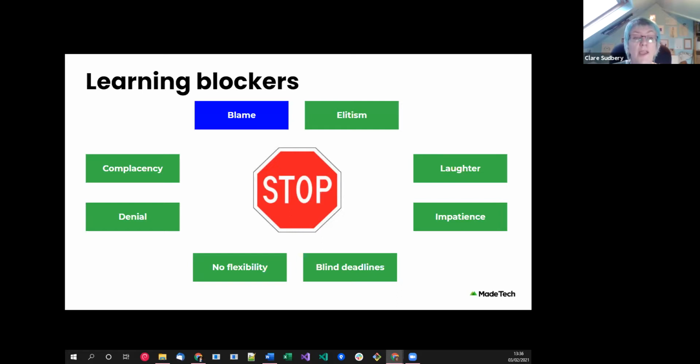Also, similar. It's, I suppose, not blame so much as judgment, but when you judge people for not knowing things, then it means they won't admit when they don't know things, which means that they won't be able to learn the things that they need to do, because they won't be able to admit that they don't know stuff. And everybody doesn't know stuff. It's not helpful to encourage people to hide that.